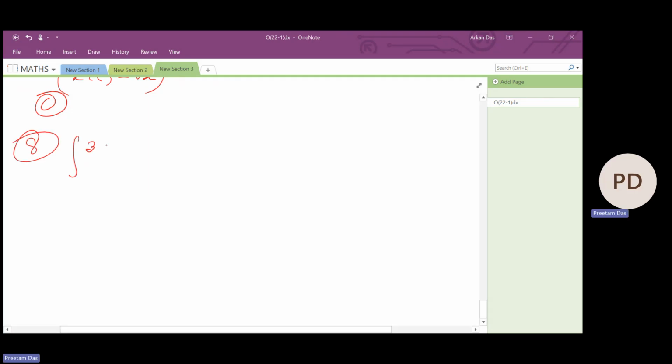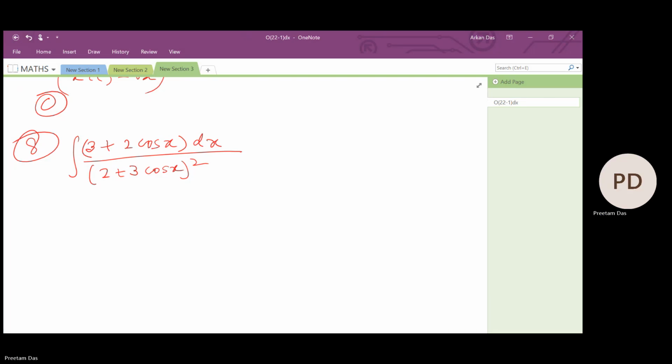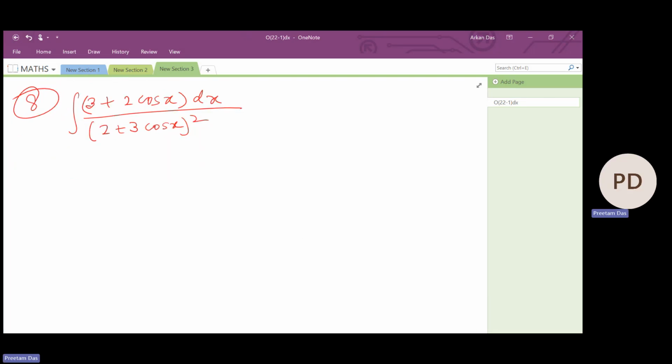8 is integration of 3 plus 2 cos x dx divided by 2 plus 3 cos x whole square. Generally, people have a tendency to do half angle in this case. But since there is no sine cos here, plus the denominator has a square, it's better to convert it into only tan and cot or sec cosec, that kind of things.